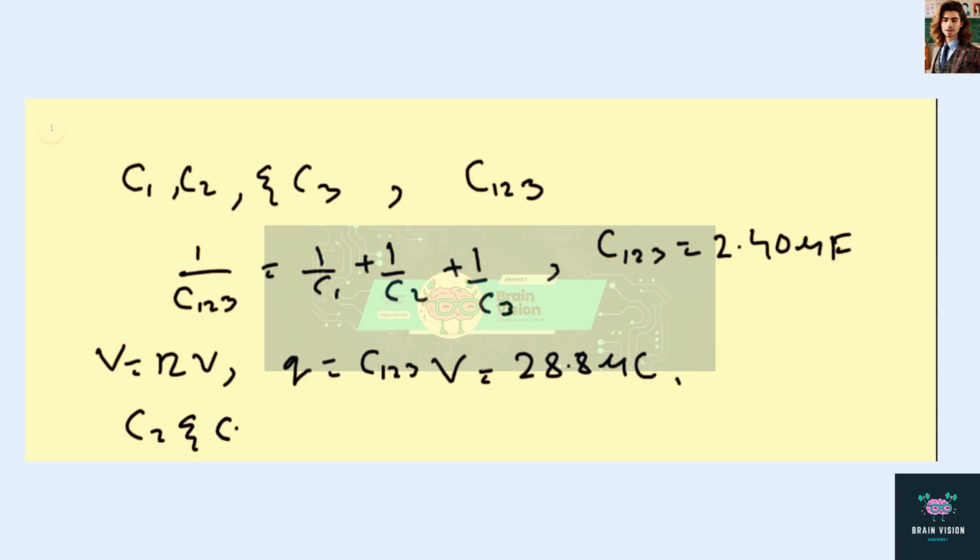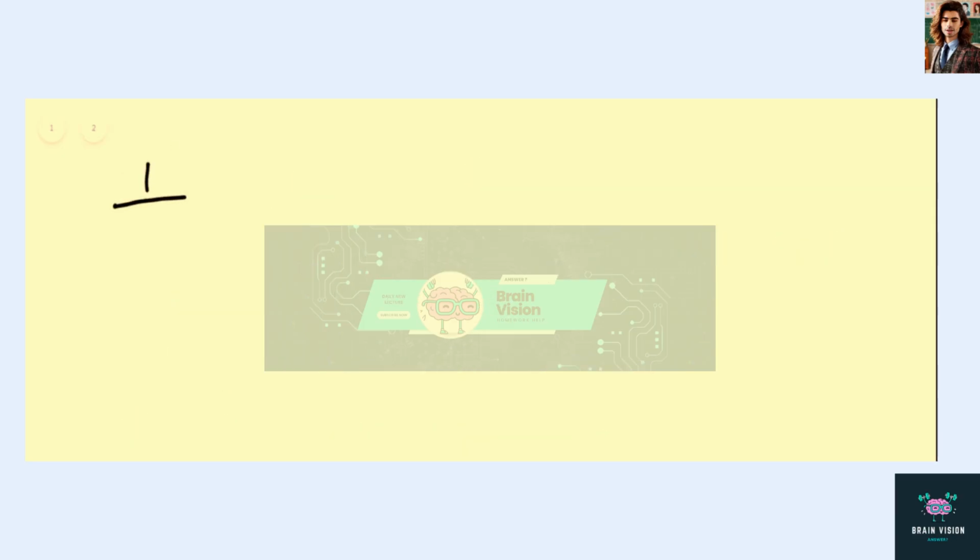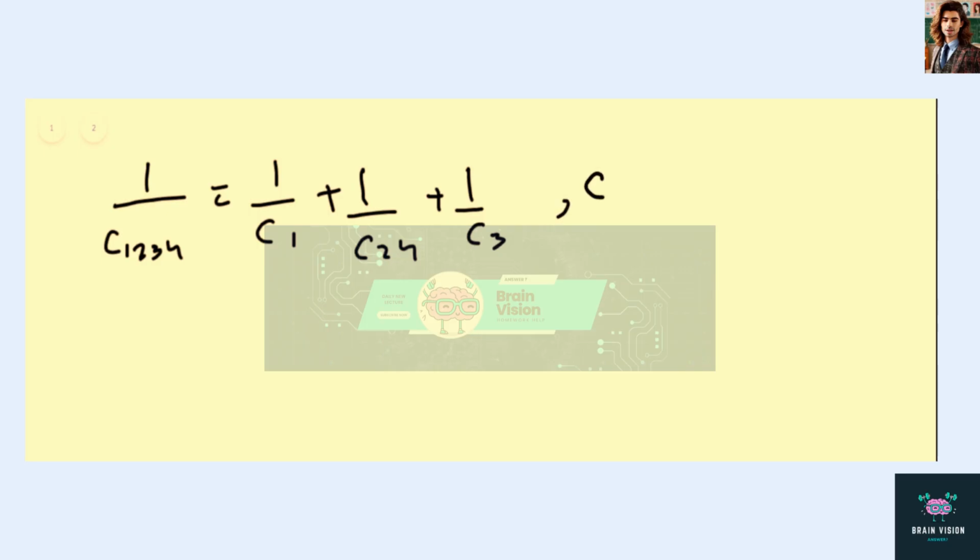C2 and C4 are in parallel and are thus effectively equivalent to C24, which gives us 12 microfarad. Similarly to the previous computation, we use the equivalent capacitance C1234 is equal to 1 over C1 plus 1 over C24 plus 1 over C3. This gives us equivalent capacitance C1234 is equal to 3 microfarad. Therefore, the final charge is Q is equal to C1234 times V, which is equal to 36 microcoulomb.